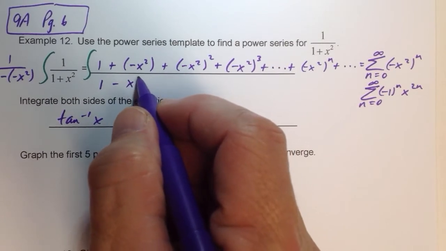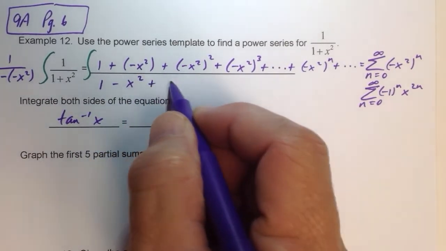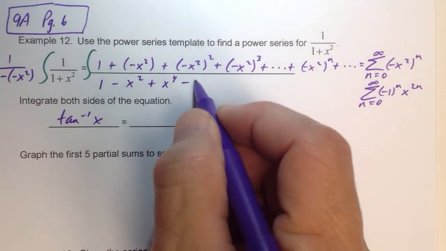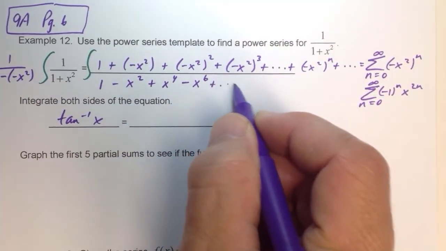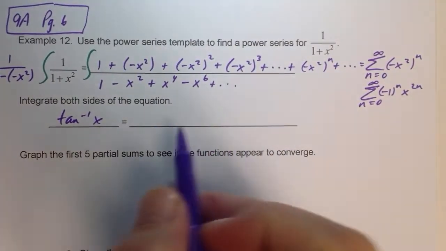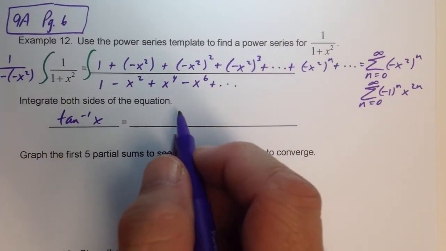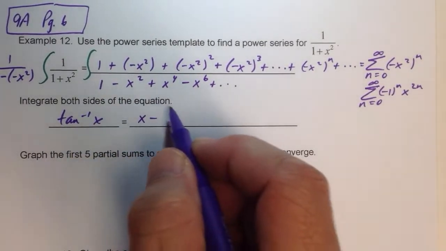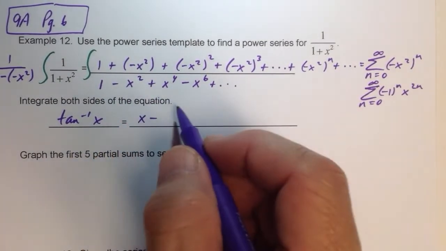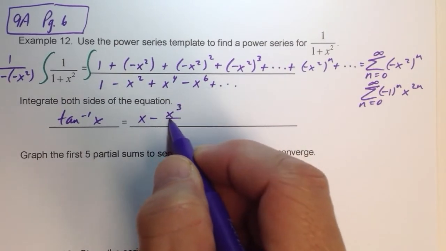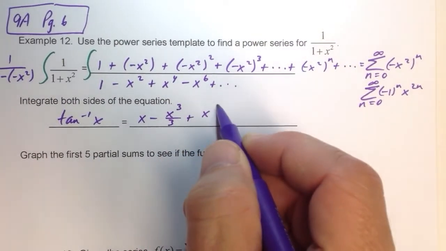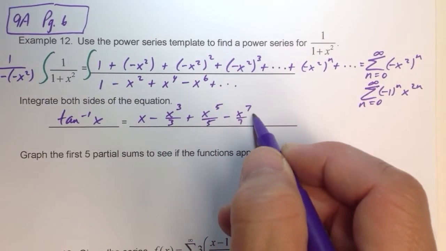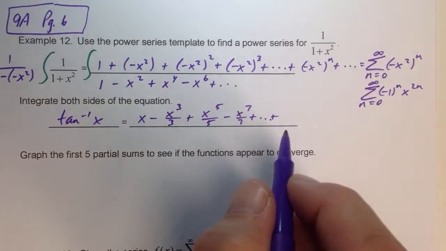So we have 1 minus x squared plus x to the 4th, because the minus sign is being squared, minus x to the 6th, and plus, and so on. Okay, we'll leave that alone. Integrating, the antiderivative of 1 is x, minus the antiderivative of x squared, which is x cubed over 3, plus x to the 5th over 5, minus x to the 7th over 7, plus dot dot dot.